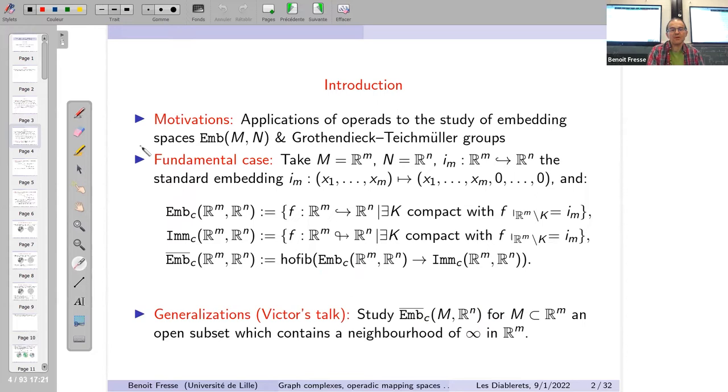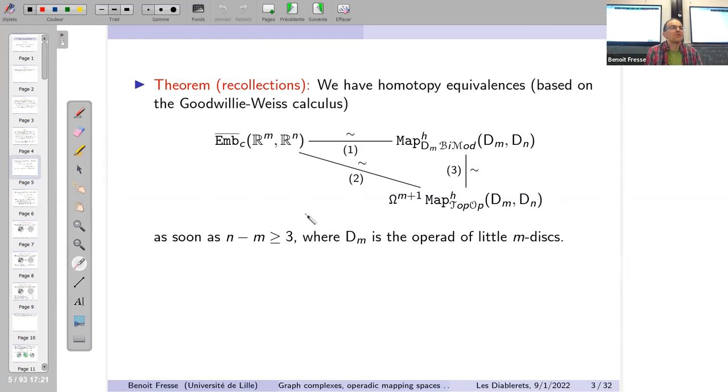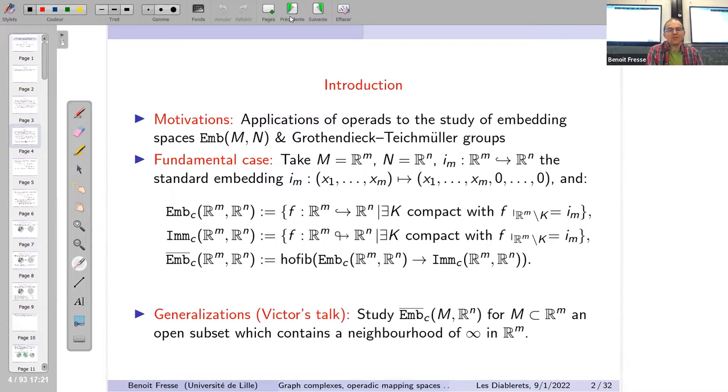Do I remember right that M hat is more or less a framed version of M? So this one? Yeah. No, I don't think so. But just take the homotopy fiber. So it just controls the difference between this embedding space and this immersion space in homotopy. So this relationship can be made more precise, but I'm not going to take time on that.